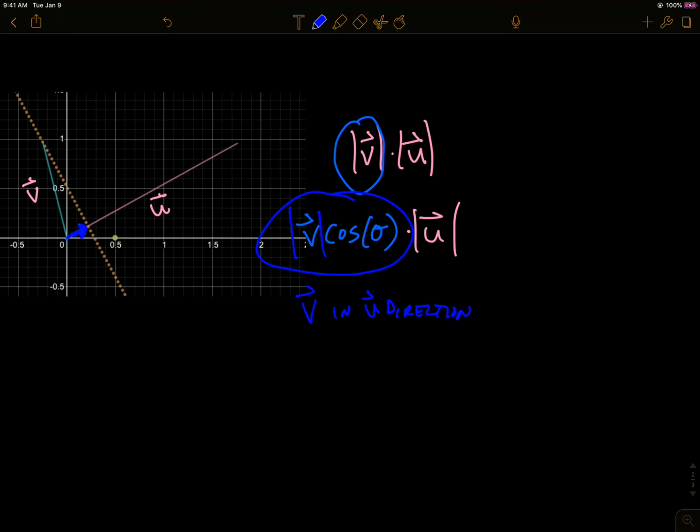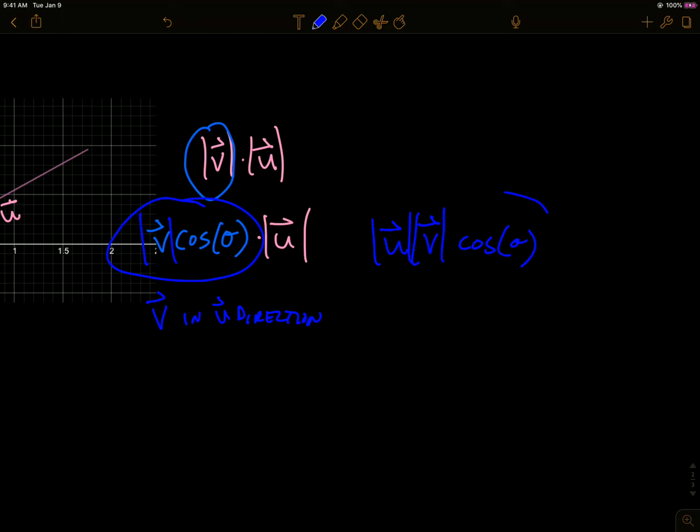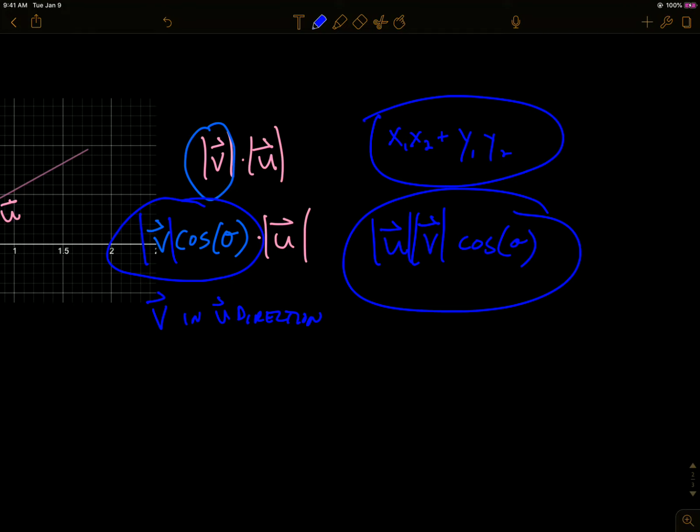So if I think of it that way, I could rearrange this multiplication. Think of it as the magnitude of u times the magnitude of v times the cosine of the angle between them. It's the same formula. So that's another way to find the dot product. We can do it this way, or we can do component 1 times component 2 of the x's plus the y components of those vectors. So these are the two ways that we're going to find the dot product.